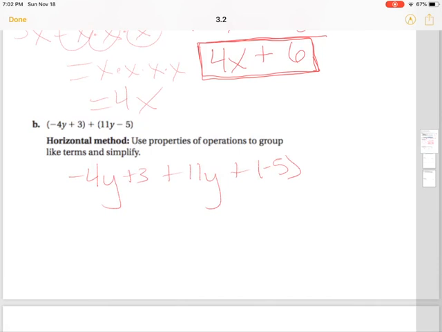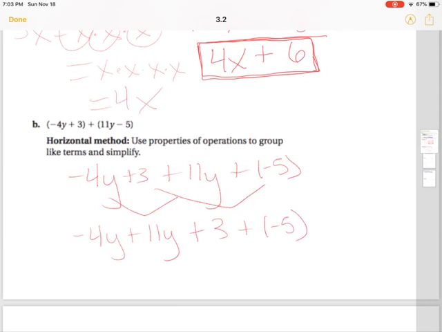So now I'm going to do the same thing we did last week, and regroup these by what our like terms are. So our like terms, remember, like terms have to have the same variable. So there is 4y and 11y. So we can say -4y plus 11y, and then I can add the other two like terms, plus 3 plus -5.